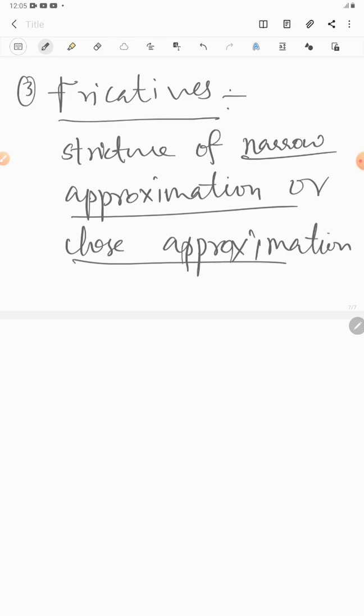Okay, it comes so near. So what happens in the production of fricative sounds? When you produce fricative sounds, the articulating organs come so close that there is only a narrow space in between these articulating organs.